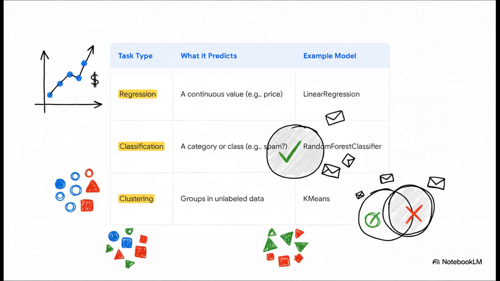So how do you choose a model? Well, it all depends on the kind of answer you're looking for. Are you trying to answer how much or how many? Well, that's a regression problem. Are you trying to answer which one, or is this option A or option B? That's a classification problem. Or maybe you're just asking what natural groups are in this data, without any labels to begin with. That's clustering. The question you ask dictates the tool you use.